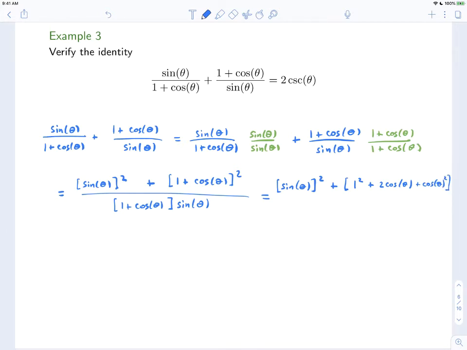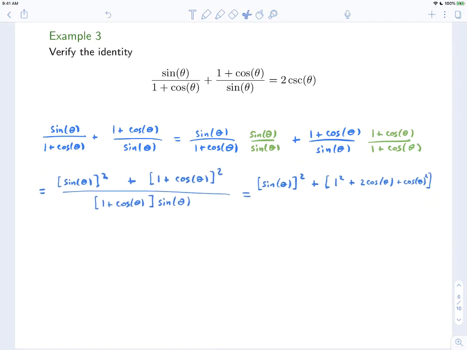So we're kind of running out of room over there. So let me just move it over just a little bit so I can fit this in better. So let me just rewrite this cosine theta quantity squared. Okay, and that's the numerator. The denominator, we're not going to really do anything with it right now, so we'll just leave it as 1 plus cosine theta times sine of theta.